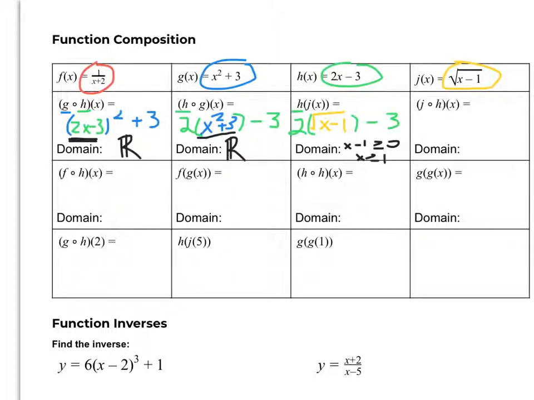Okay? J of h of x. Once again, we're just reversing the direction. So square root of something minus 1. And the something I'm plugging in is 2x minus 3. Once again, I have something under the square root. So all that stuff under the square root, I'm going to write on the top so I have a little bit more room. 2x minus 3 minus 1 needs to be greater than or equal to 0. So 2x needs to be greater than or equal to 4. So x needs to be greater than or equal to 2.